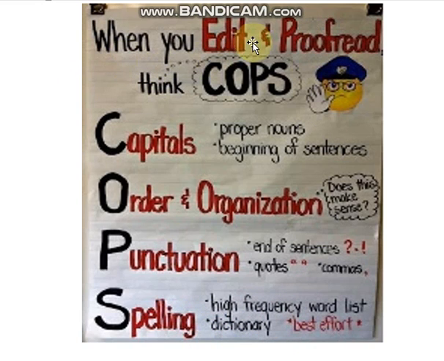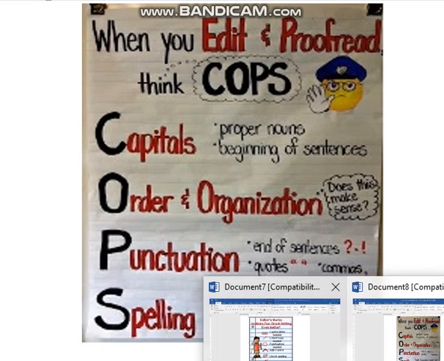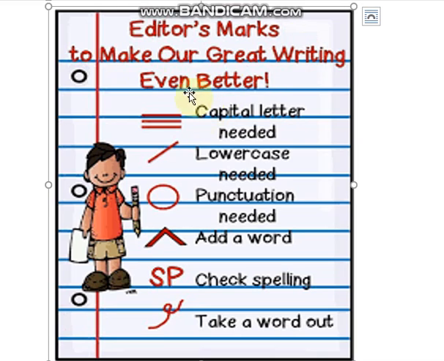Now again, when you edit and proofread, you always have to think about COPS. C for capitals, O for order and organization, P for punctuation and S for spelling. You need to check these four areas in your writing. Now, let's move on. I will show you the editor's marks that you need to remember in order to make a great writing, after writing the entire story of yours.